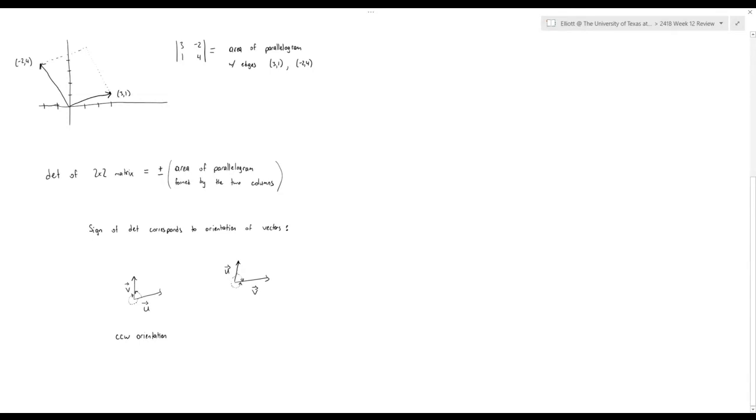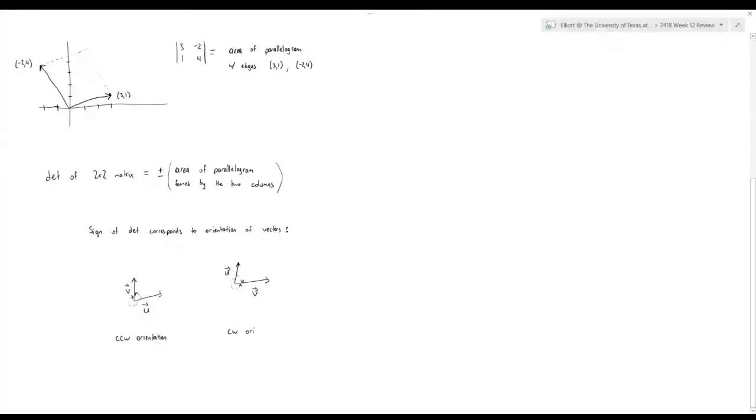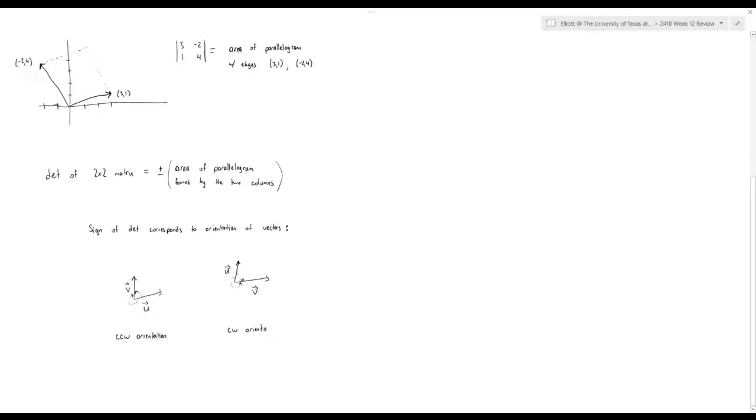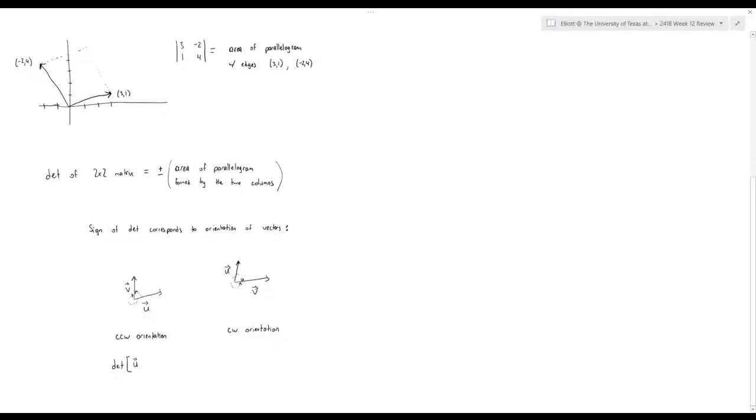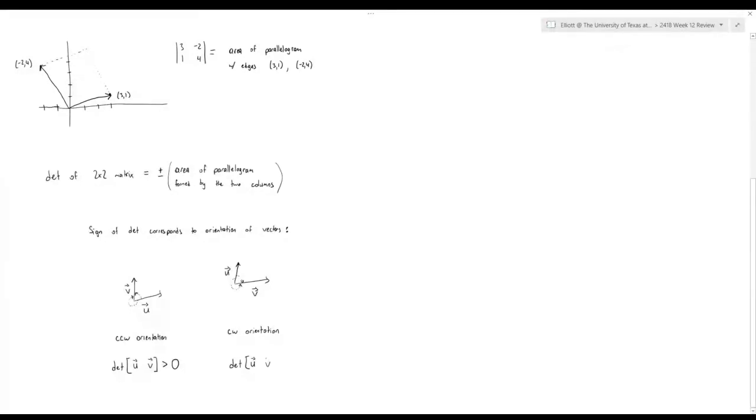And in this picture, however, the shorter distance is going to be if you move in the clockwise direction. So that gives the vectors u, v a sort of opposite, clockwise orientation instead. So when your two vectors have a counterclockwise orientation, the determinant of the matrix with columns u and v is going to be positive. Whereas in this picture, where the shorter distance from u to v is the clockwise distance, the determinant of u and v is going to end up being negative instead.